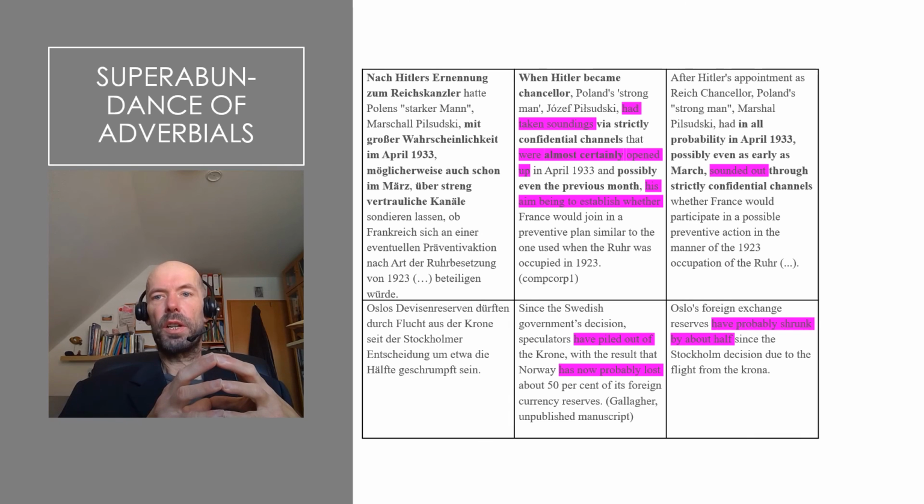After Hitler's appointment as Reich Chancellor, Poland's strongman Marshal Pilsudski had in all probability in April 1933, possibly even as early as March, sounded out through strictly confidential channels whether France would participate in a possible preventive action.